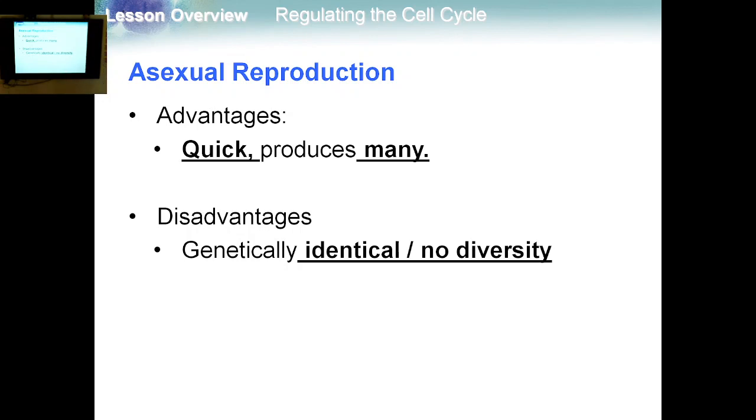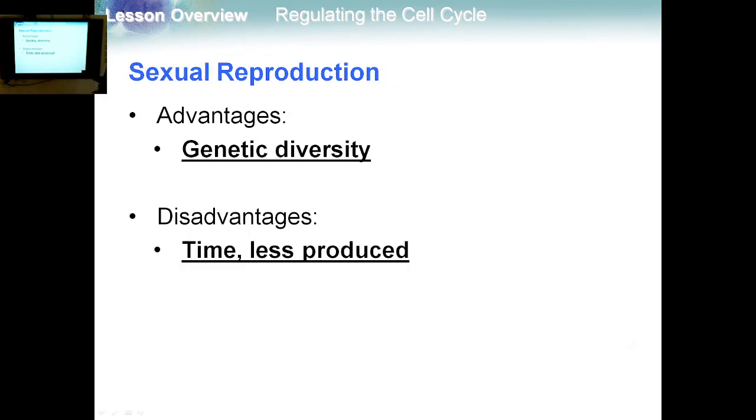Let's check the advantages and disadvantages of asexual reproduction. First, the advantage: it's quick and produces many offspring. The disadvantage: it gives genetically identical offspring and there is no diversity. While sexual reproduction has a huge advantage, which is genetic diversity. The disadvantage is that it takes time and produces fewer offspring.